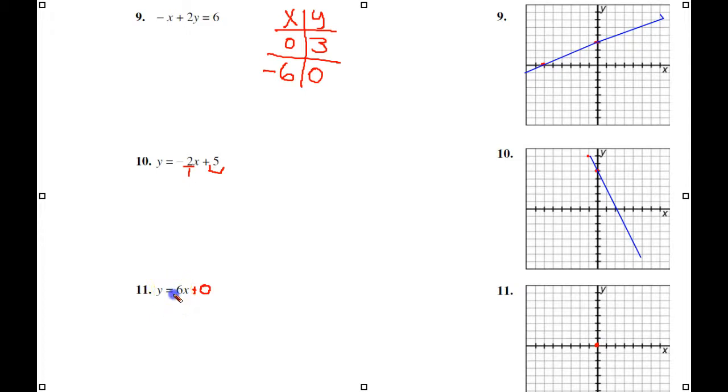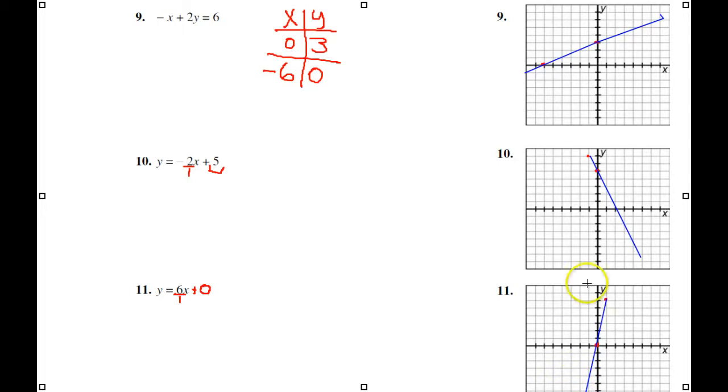We're working a little bit ahead of what we're doing here, but hopefully this will be a nice, easy way to graph. Our run is 1, positive, so we go over 1. Then we're going to go up 6. 1, 2, 3, 4, 5, 6, right there. Get a line. And there's our graph.